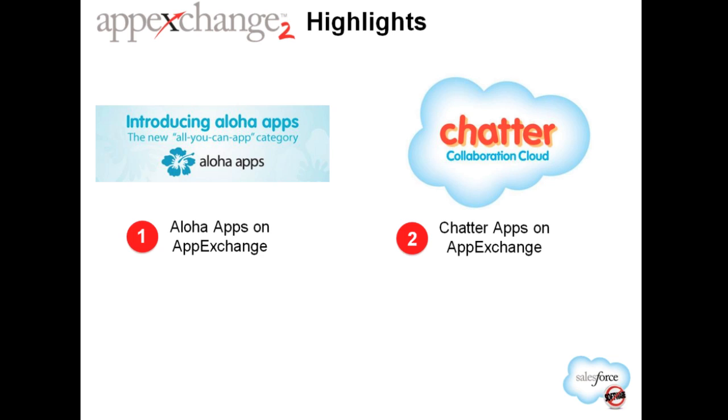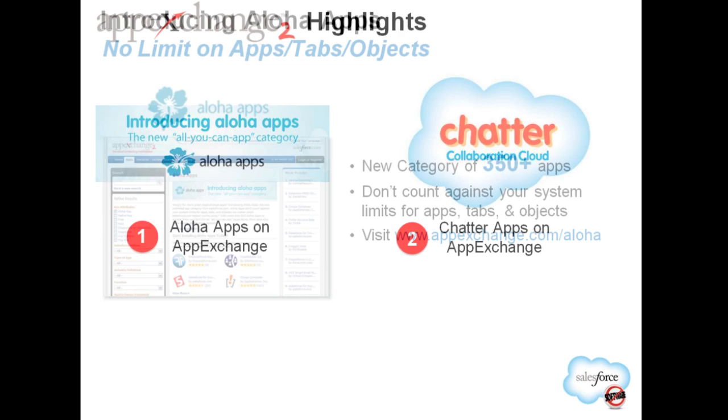With that, we're going to step into some of the highlights around our AppExchange 2 launch that we announced in early April. Two big highlights include two new categories on the AppExchange. The first is called Aloha Apps, and the second category is called Chatter Apps. Many customers have probably heard about Chatter. It is going GA sometime this summer for all of our customers. So it's very exciting as an end user, but the great part is that we're bringing the power of Chatter to some of the applications that are going to be available on the AppExchange. So let's walk through these and tell you a little bit more about both Aloha and Chatter.